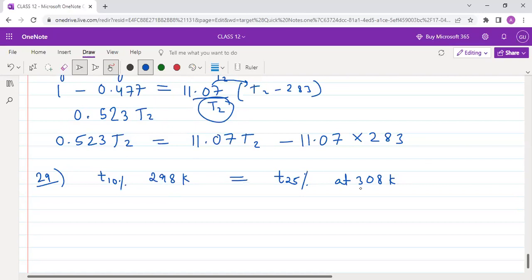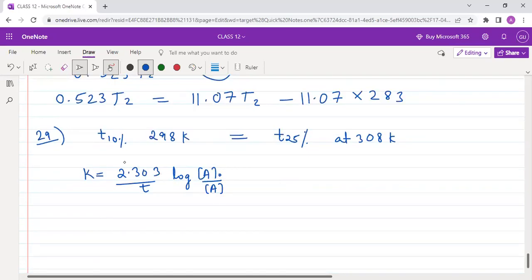Do you remember the integrated rate equation for a first order reaction? Yes, I remember. Tell me. It is k is equal to 2.303 by t log a naught by a.